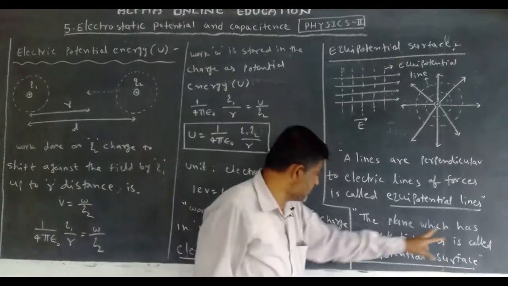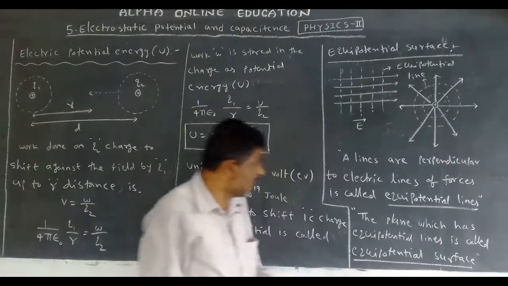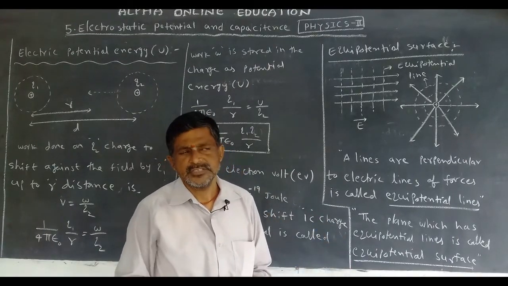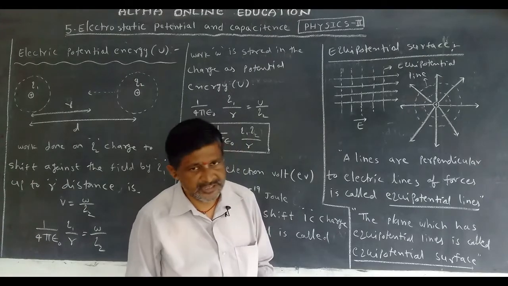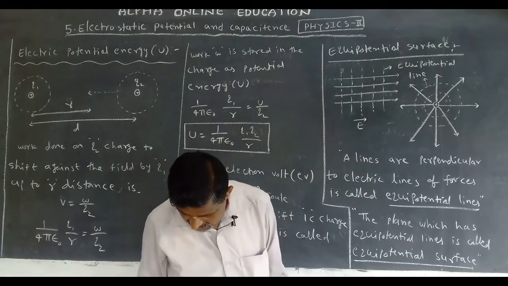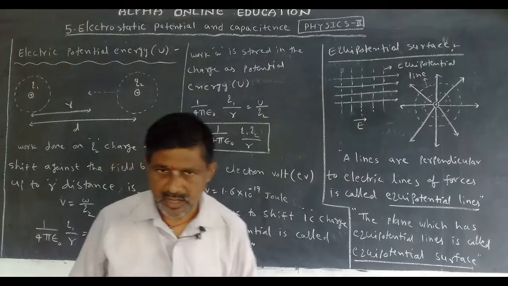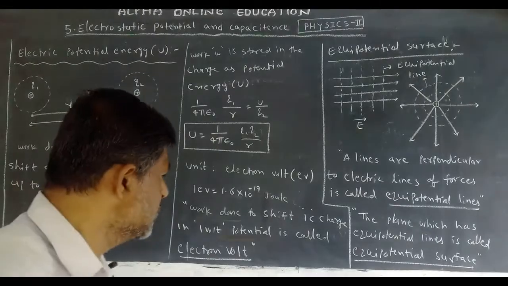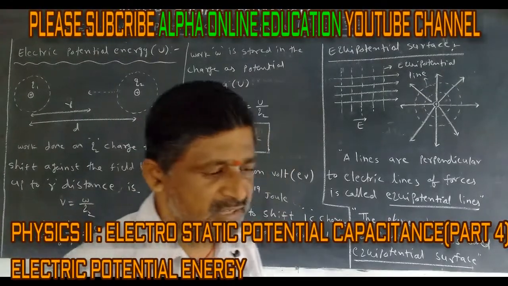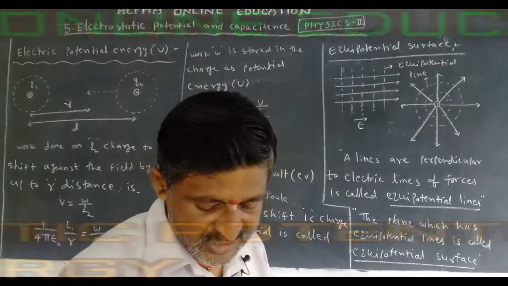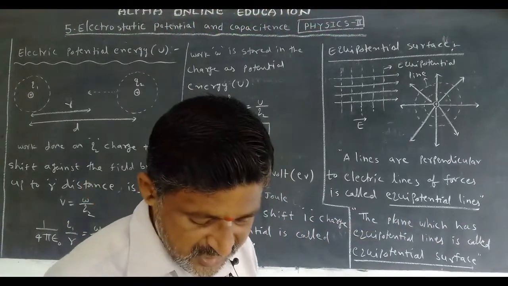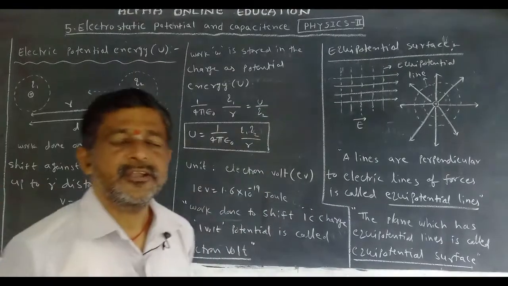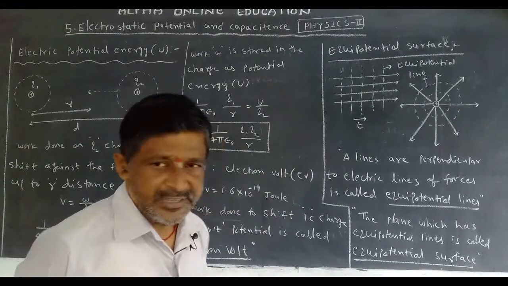The plane which has equipotential lines is called an equipotential surface, or equipotential plane. Okay? Equipotential lines are always perpendicular to electric lines of forces. So work done on these lines by a charge is 0. And this is also one of the important points for 2 marks from the examination point of view. Okay, is it clear?